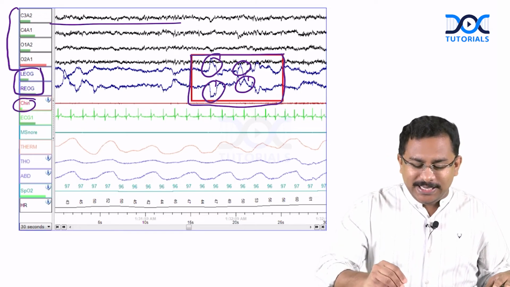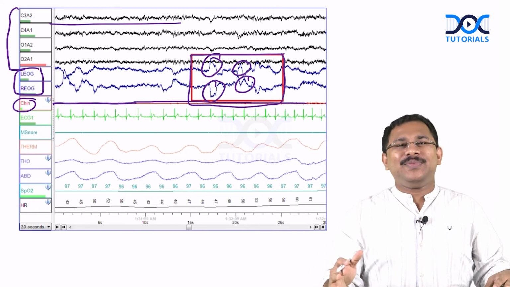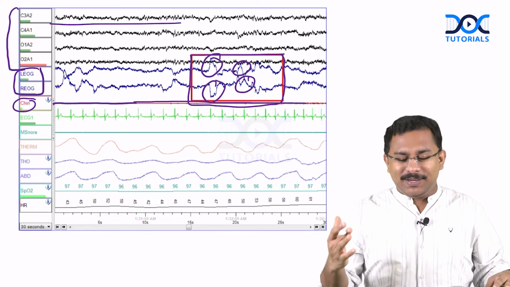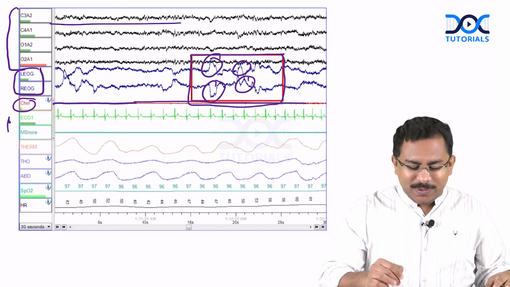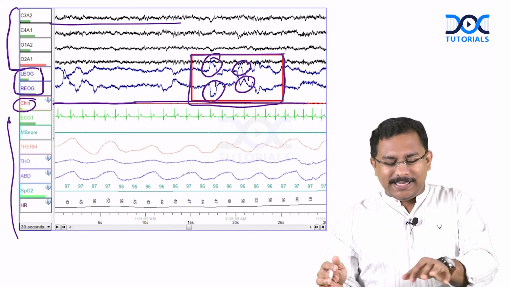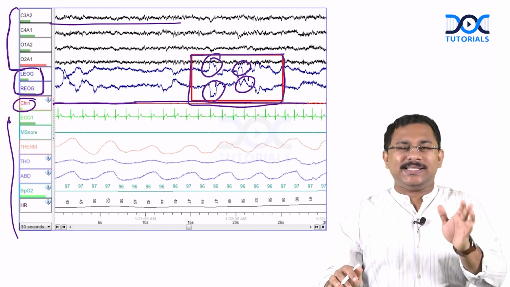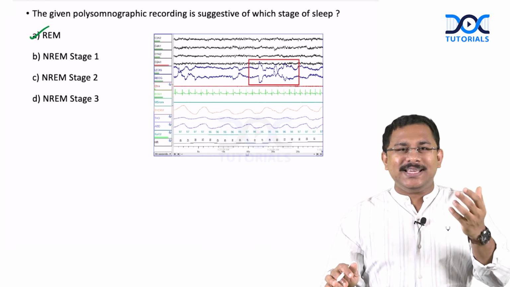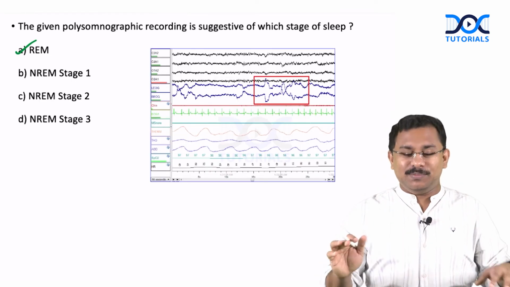And if you look at the chin EMG recording, you are seeing more or less a flat line corresponding to the absent muscle tone or muscle atonia. And again you can see the other parameters as well, but for sleep staging this alone is enough. Just having a look at the EEG, EOG and EMG is enough, and the answer for this is REM sleep. Okay.